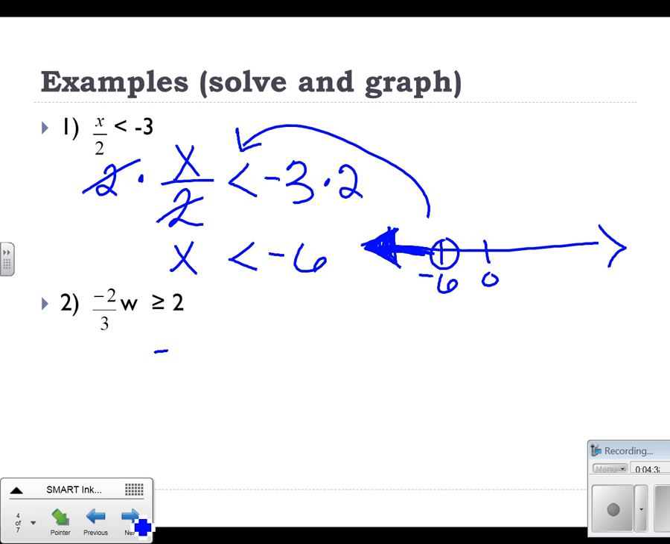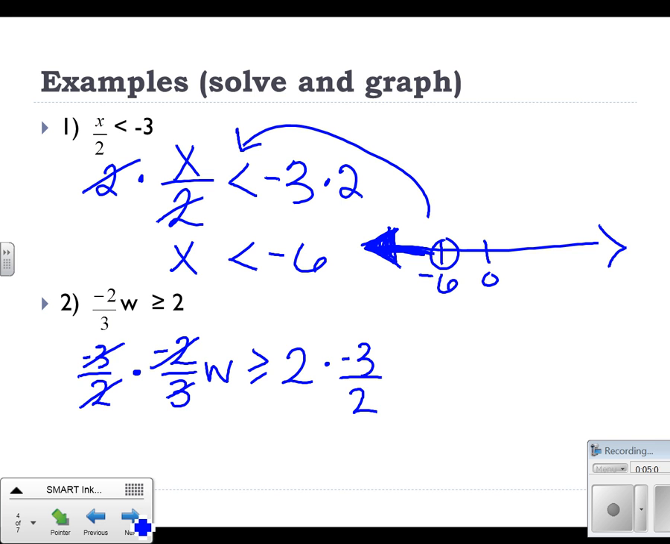-2/3 w, so this means times w, is greater than or equal to 2. So to isolate the w, we want to get rid of the -2/3. I want to multiply by the reciprocal on both sides. So this simplifies to 1w. And if I do 2 times negative 3 halves, if I write these as rational, reduce, a positive times a negative gives me negative 3 over 1, which is negative 3.